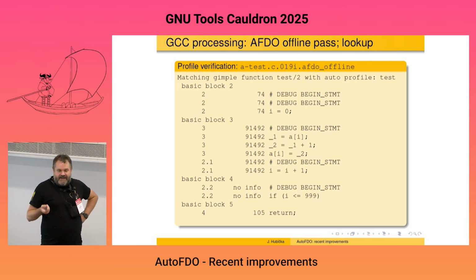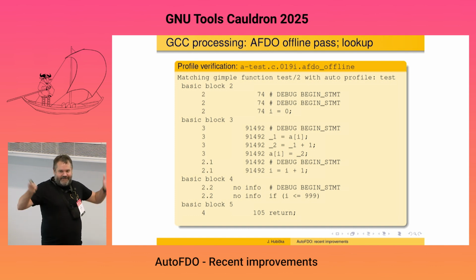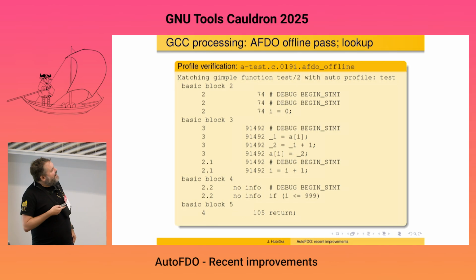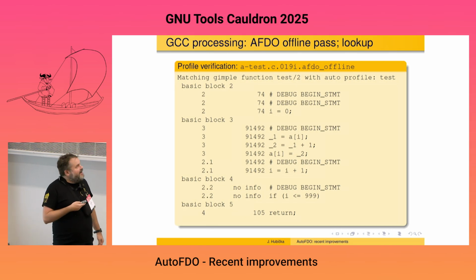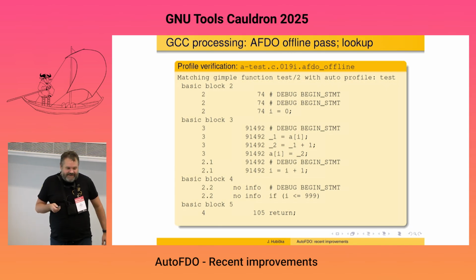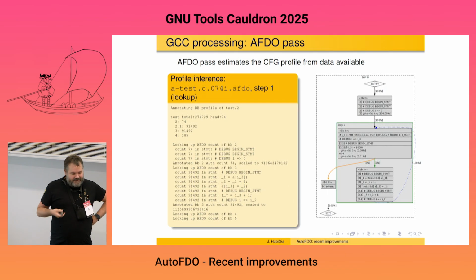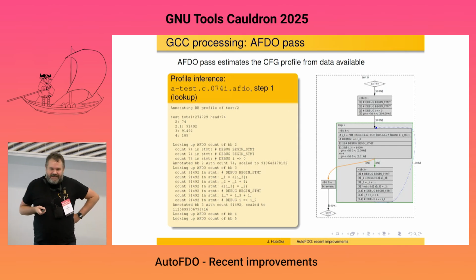The reason is that IVOpts has removed the original induction variable and replaced it by a different one, and it moved the debug info around, so the basic block is lost. And the return is executed 105 times. I added this because I think it's easier to compare what's going on and understand what happens. Then after inlining, there is a profile inference pass, which is basically trying to determine the CFG profile out of the data it has.